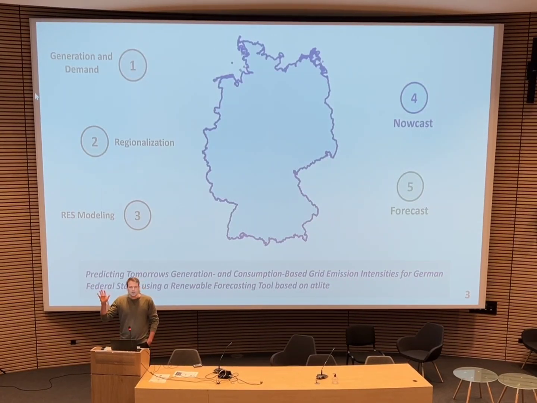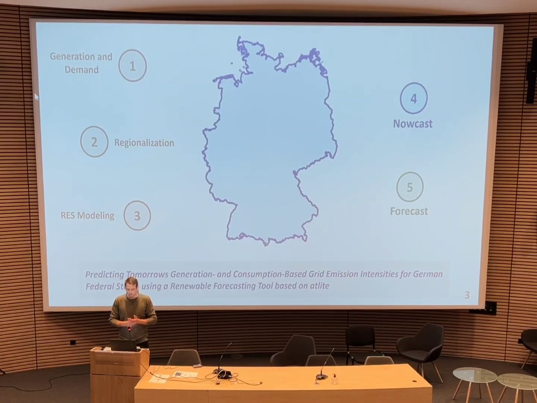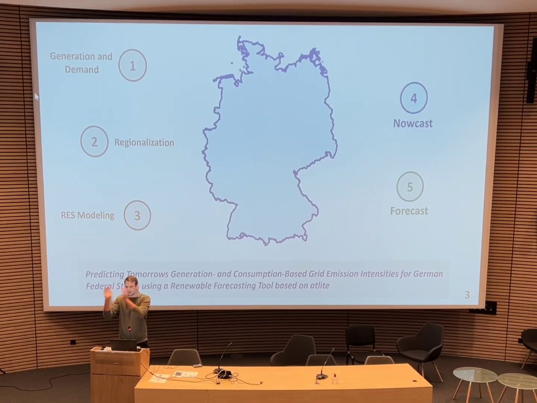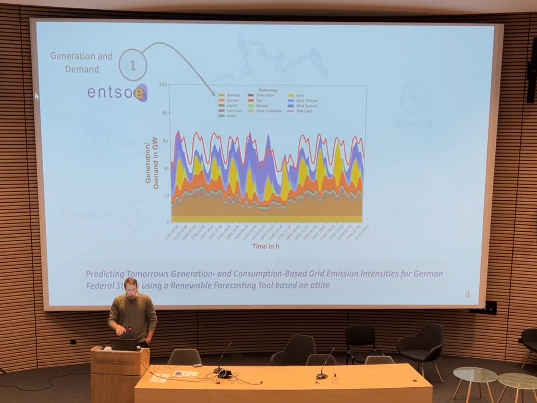We basically have 5 steps and then one secret model in the middle, which becomes open source soon. Everything is already on the web page, but we will make it open soon. And we have these 5 pillars. The first pillar is generation and demand. We somehow need the data, then we regionalize it, and we do some stuff with renewables, and then we basically throw everything in our model and get out a nowcast. So what's the state now? And from that, we use machine learning to forecast it. That's still ongoing. So I guide you through that.